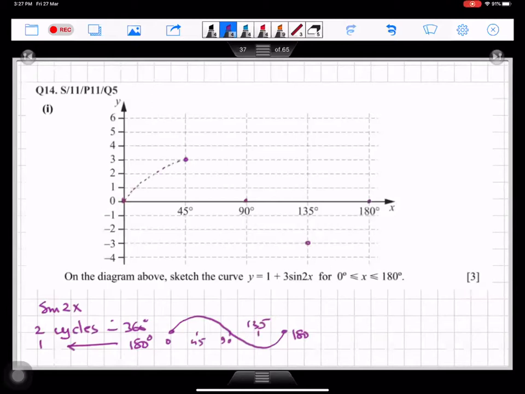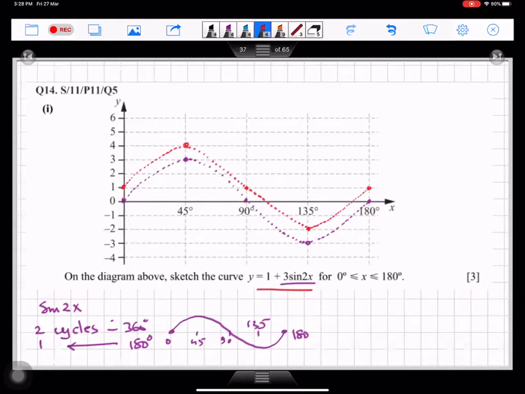So the graph is something like this. It's easier to draw it dotted. This is the graph of 3 sine 2x. And if I add 1 to it, what will happen? 1, 1, 1, 1, 1. All 5 points are raised up by 1. Don't exceed the maximum value. Once you're about to reach the maximum or the minimum, start the curvature process. So the red one is the graph of y equals 1 plus 3 sine 2x.